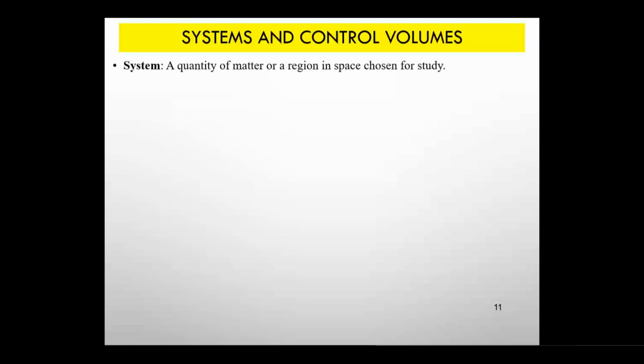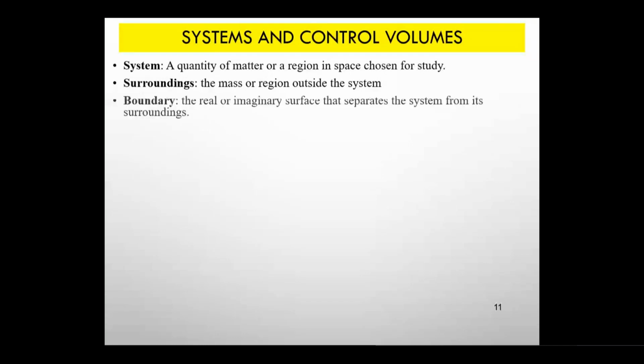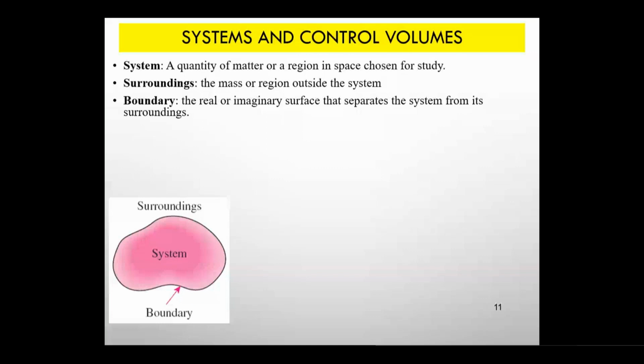Clear? So surroundings is the mass or region outside the system that you have chosen for the study, and the boundary is basically the real or imaginary surface which separates the system from the surroundings. The boundary is normally of negligible thickness. All right. So if I have this space which is of interest to me, I'll say that this space is my system, the black line is my boundary, and all the white region around that system is my surrounding.